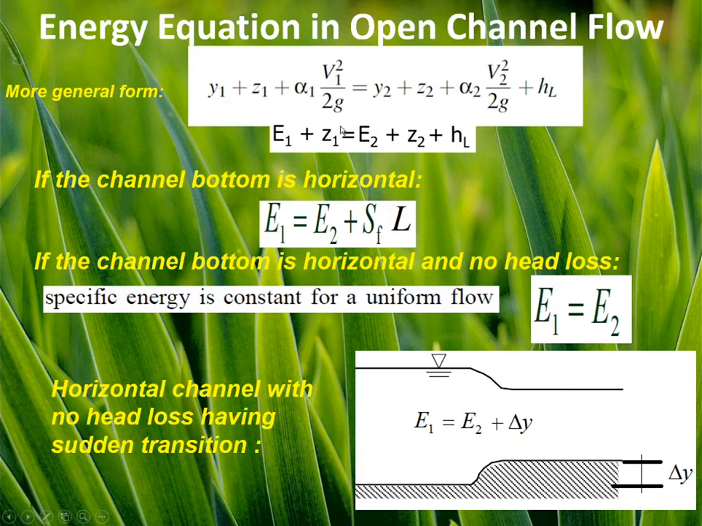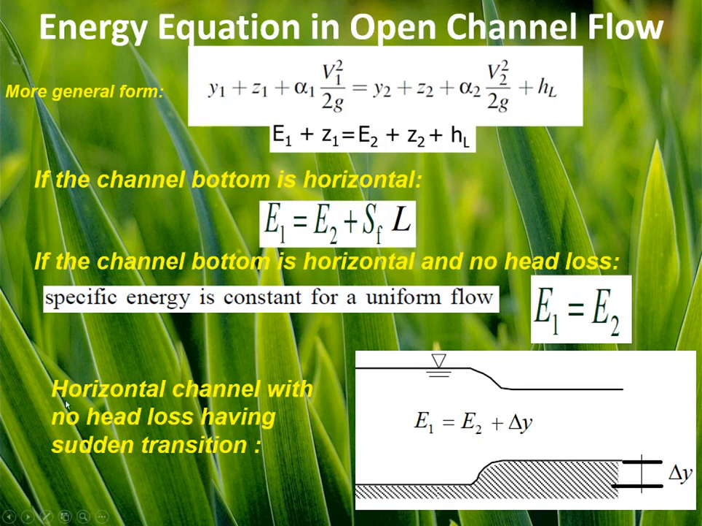So if I assume that this is my z, what will happen in this formula, in this general form? Z1 is 0 because the datum is the bottom of the section. But I will have only a specific energy at section 1 in the left hand side of this equation. As you see here, I have only E1. At the right hand side, I have what? E2 plus Z2 plus HL. Okay, this is E2 plus what is the Z2? If this is your datum, Z2 equals to delta Y. Yes, I have delta Y plus HL.